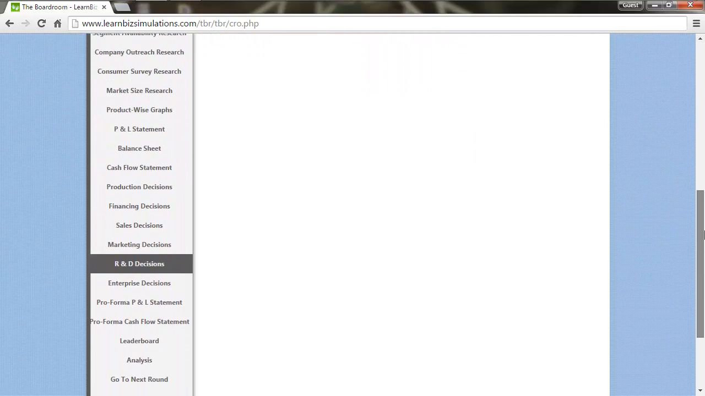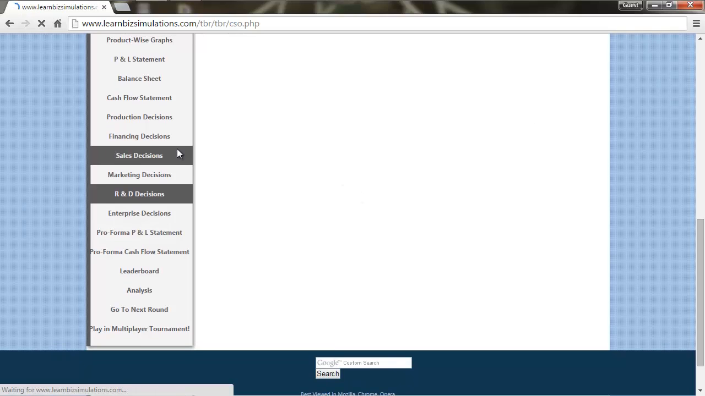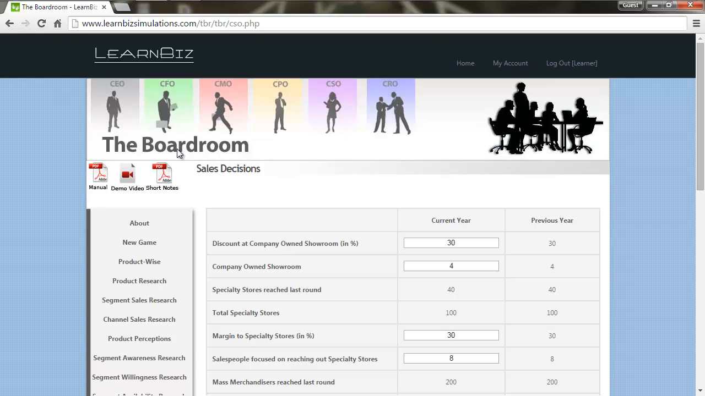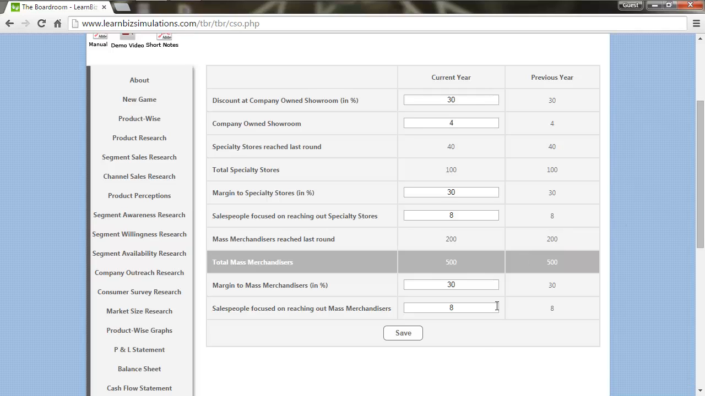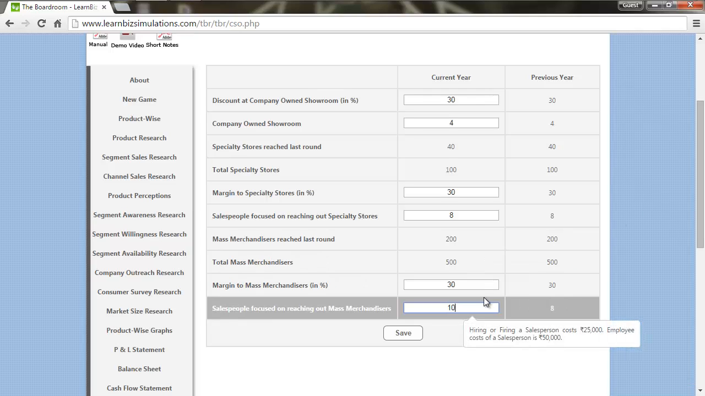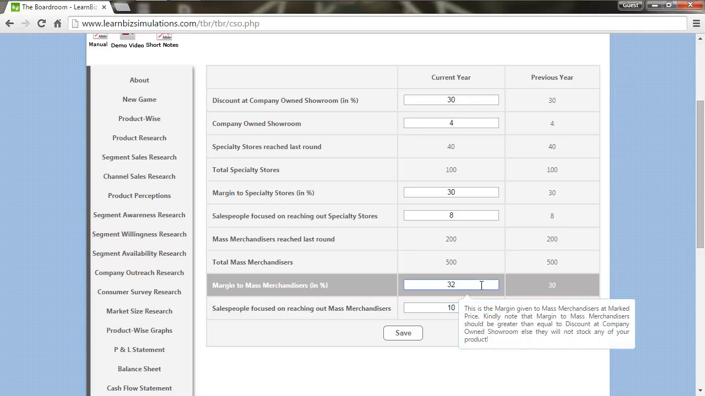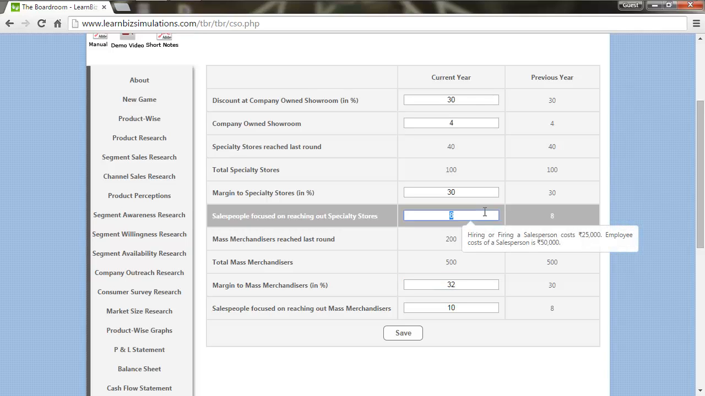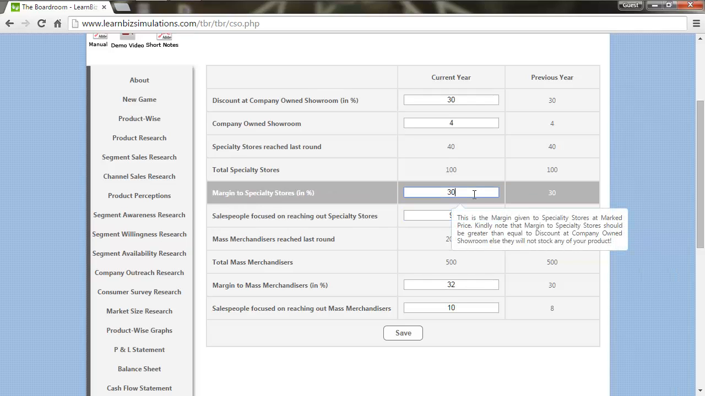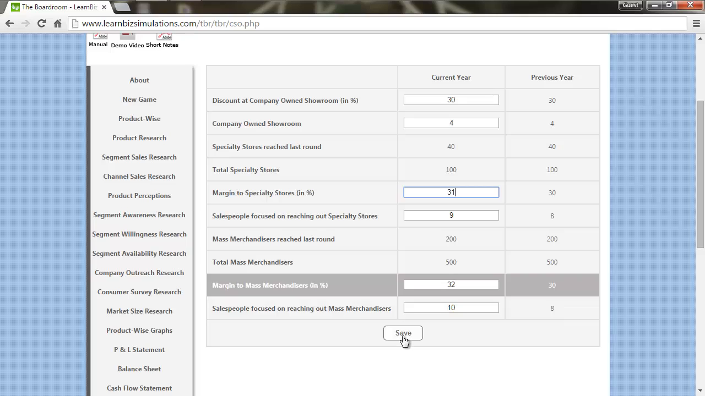We will move on to the next decision tab, Sales Decisions. As our primary product focus category is the low earning segment, we decide to increase the sales force from 8 to 10 and also increase the margin to mass merchandise by an additional 2%. Having increased the production of the T1GE product, we will increase the sales force on the super specialty stores from 8 to 9 and the margin to super specialty stores by an additional 1%. Save the decisions.